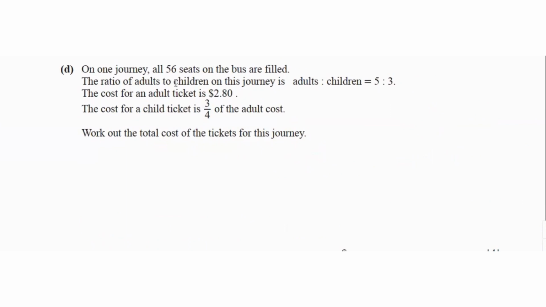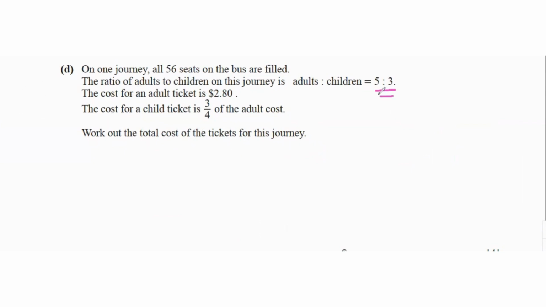On one journey, all 56 seats on the bus are filled. The ratio of adults to children on the journey is 5:3. The cost for an adult ticket is $2.80. The cost for a child ticket is 3/4 of the adult cost. Work out the total cost of the tickets for this journey.